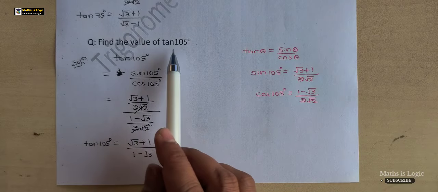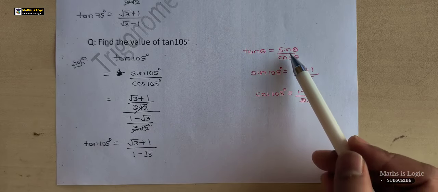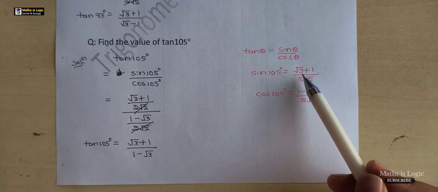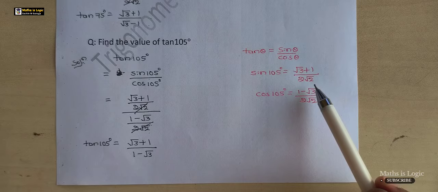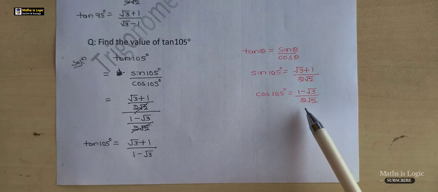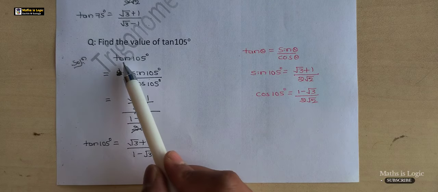Next, find the value of tan 105 degree. Remember the tan theta formula, sin by cos. Also remember the sin 105 degree value, that is root 3 plus 1 divided by 2 root 2, and the cos 105 degree value, 1 minus root 3 divided by 2 root 2. Now take sin 105.